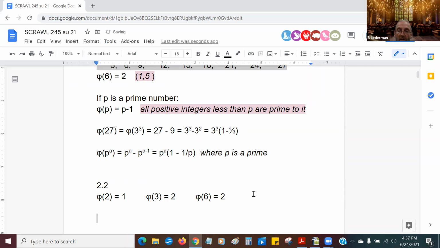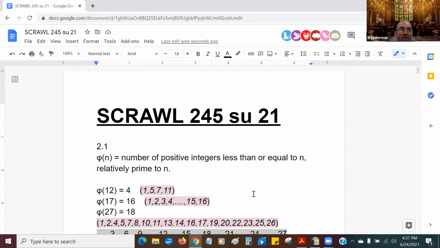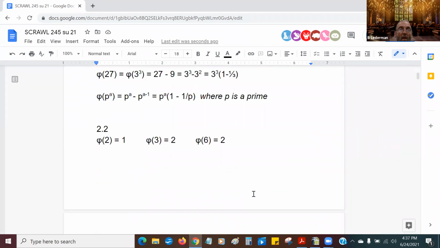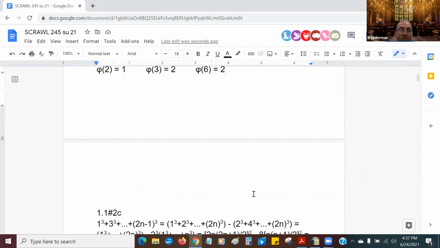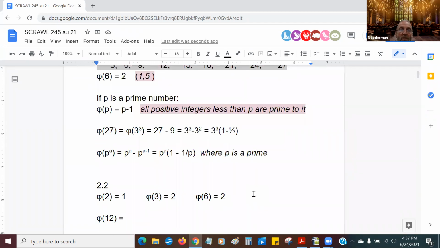Let's look at phi of 9. Now let's see, let's use some examples we have. We have phi of 12. Okay, let's look at phi of 12. If you recall, we said that phi of 12 was equal to 4. So let's see if we can figure that out. Well, 12 is equal to 3 times 4.